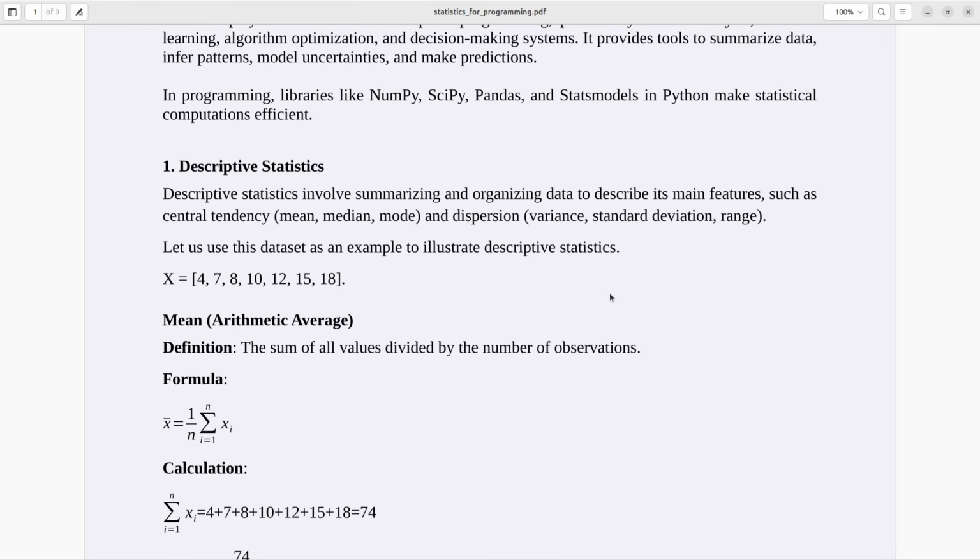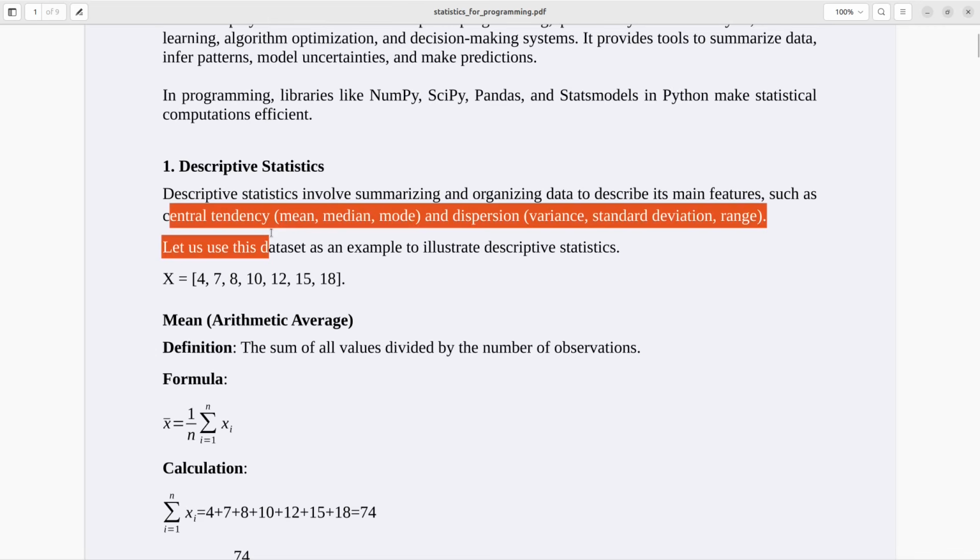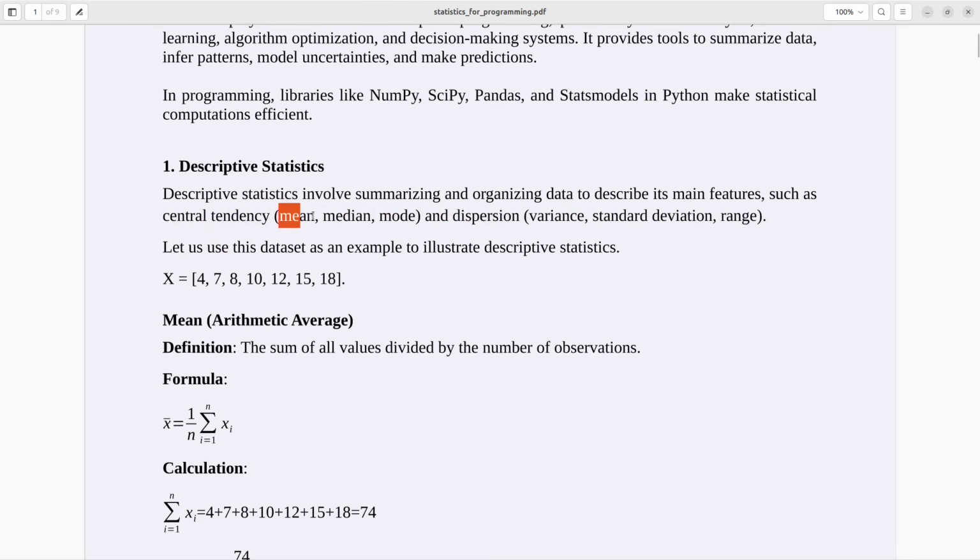So descriptive statistics involves summarizing and organizing the data to describe the features of the data, like the central tendency, which means the mean, median, and mode of the data. And we can also measure the dispersion of the data, characterized by the variance, standard deviation, and the range of the data. So let me use this example here to describe the meaning of descriptive statistics.